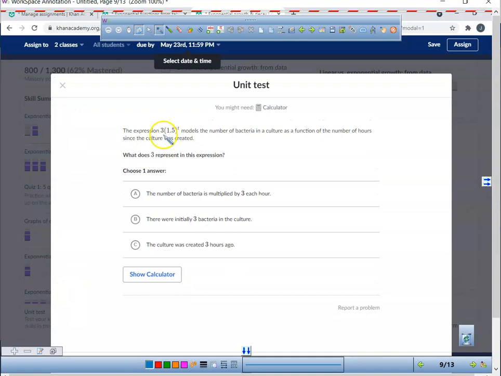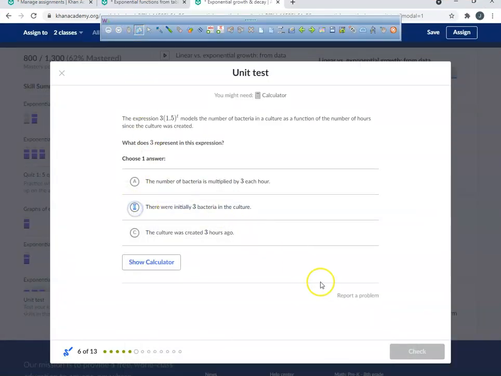The expression 3(1.5)^t models the number of bacteria in a culture as a function of the number of hours since the culture was created. What does the 3 represent? Well, that's easy. That's our a value. That's the initial. So it started with 3 bacteria. Wow, that didn't take any time at all. So you get some easy questions in here. Good.